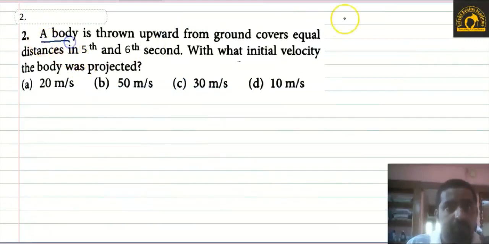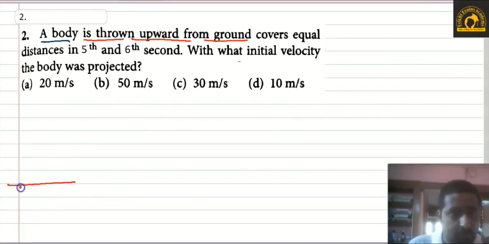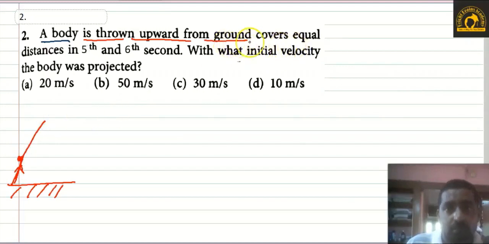So a body is thrown upward from the ground. So this is the ground. A body is thrown, this is the body. So the body is thrown in the upward direction from the ground, covers equal distances in 7th and 6th second.